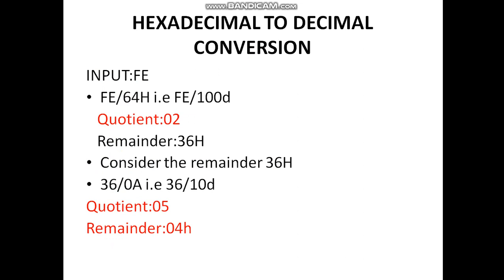Next, let us see how to do the hexadecimal to decimal conversion. Let me consider the input as FE. So, to get the decimal equivalent of FE, that is 254, the result is in non-packed BCD form. Okay, so let us see what is the logic. First, this number FE has to be divided by 64H. 64H is nothing but the decimal equivalent value 100. It is divided by 100.